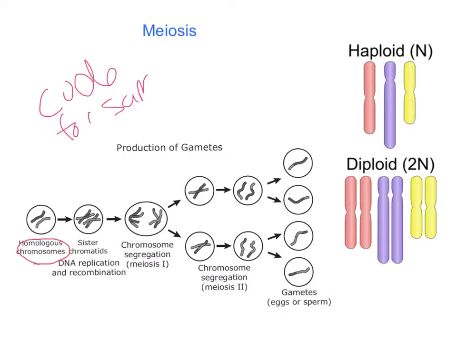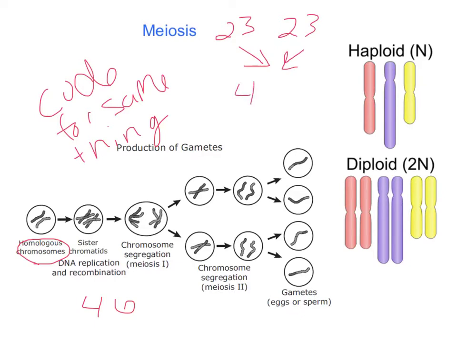So, for instance, humans have 46 chromosomes, which is 23 pairs, and you get a set of 23 chromosomes from mom and 23 chromosomes from dad. That's how we get our 46 chromosomes. So 23 chromosomes from mom and 23 from dad gives us the normal number that we should have, which is 46.